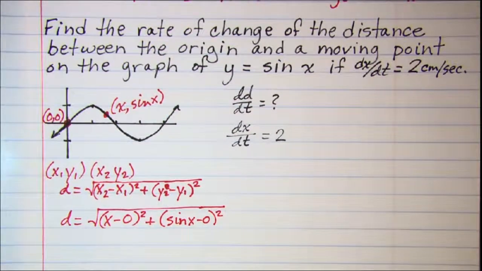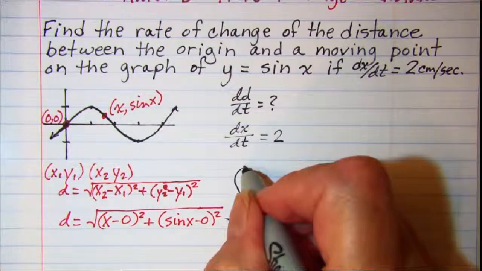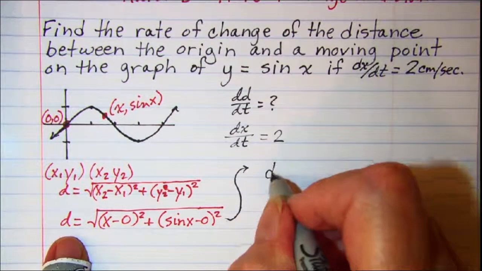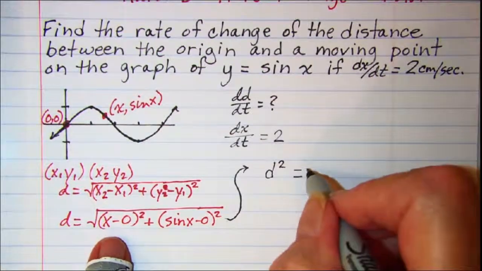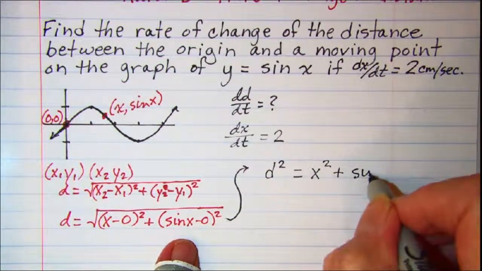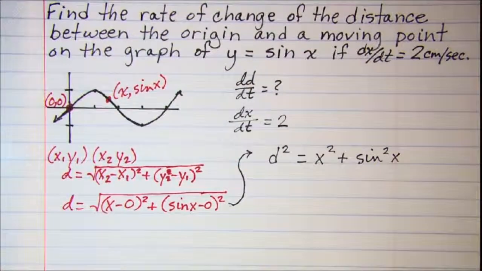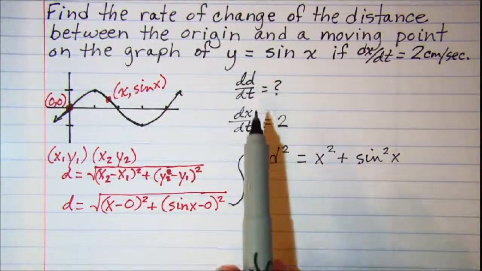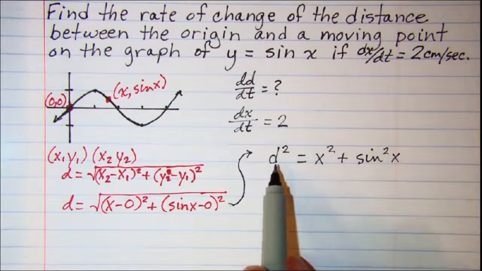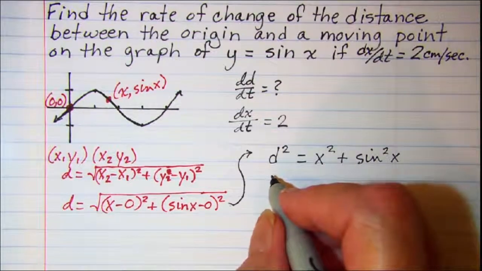So if I square both sides, that'll give me my function to work with. I have d squared is equal to x squared plus sine squared x. Right. Now when we look for a rate of change, we're going to differentiate implicitly with respect to t. So I do the derivative of every term and then multiply for the chain rule.